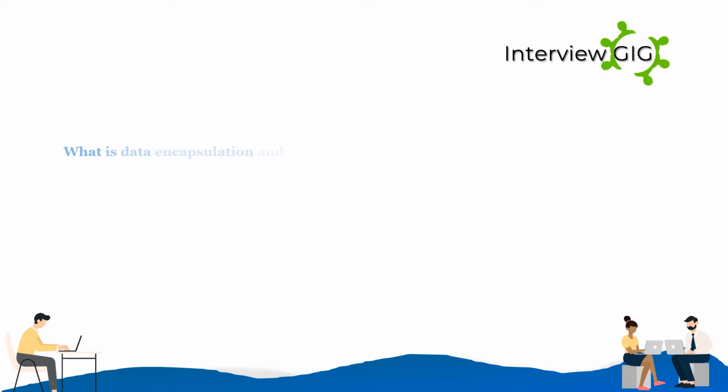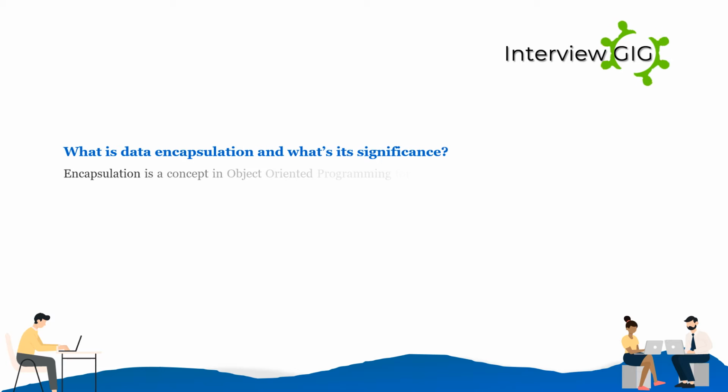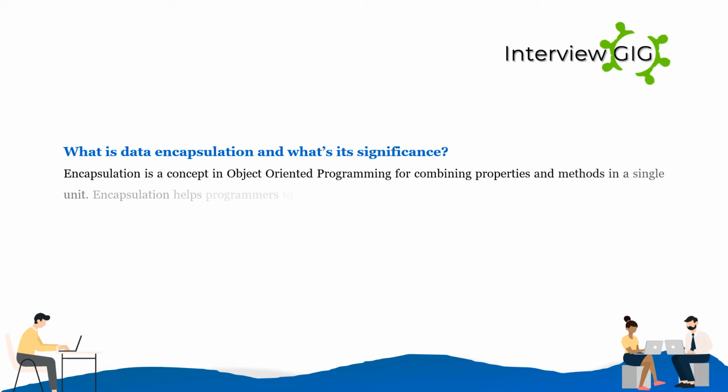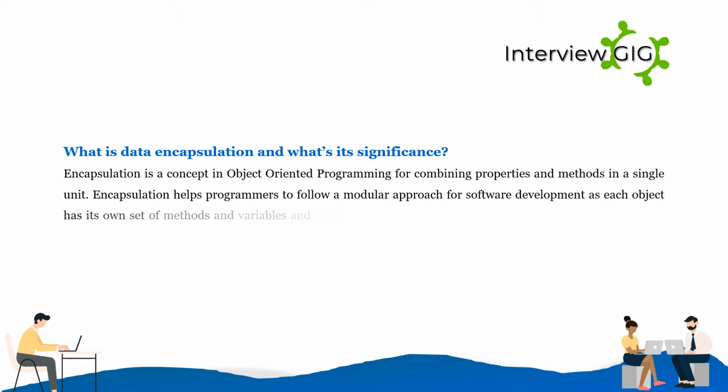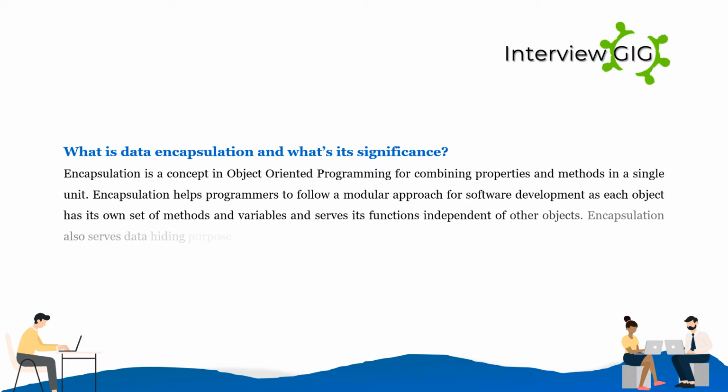What is data encapsulation and what is its significance? Encapsulation is a concept in object-oriented programming for combining properties and methods in a single unit. Encapsulation helps programmers to follow a modular approach for software development, as each object has its own set of methods and variables and serves its functions independent of other objects. Encapsulation also serves the data hiding purpose.